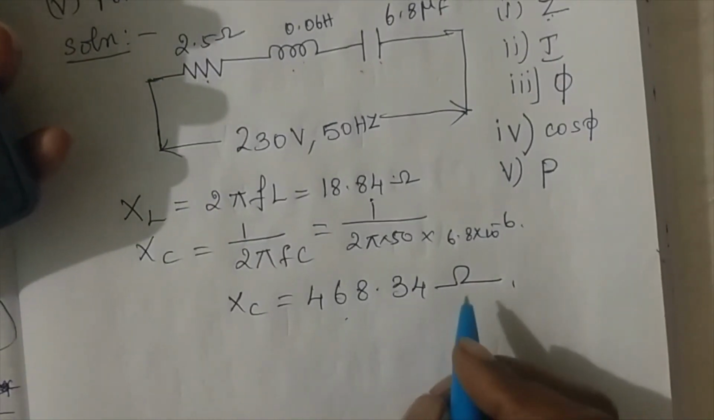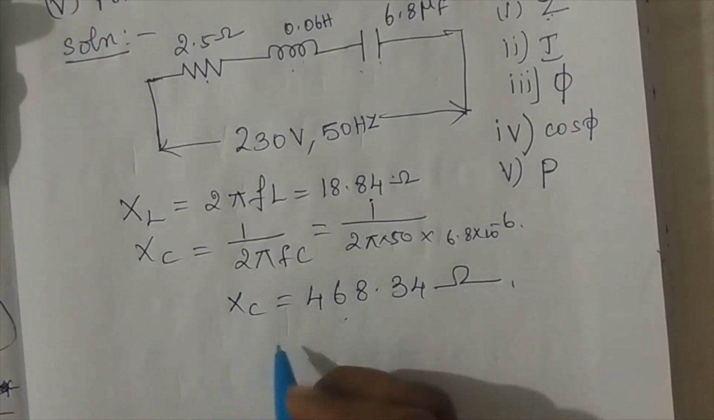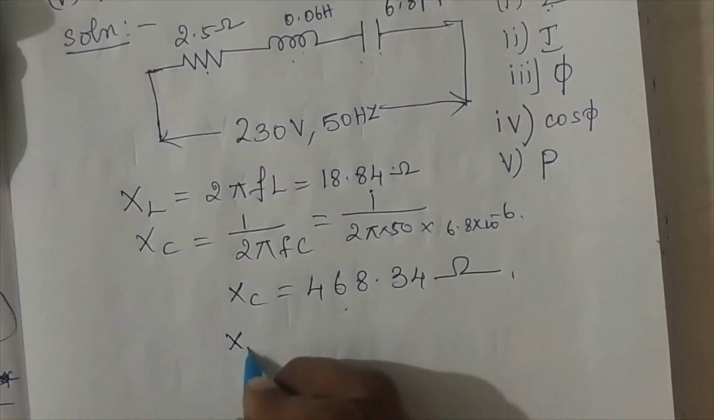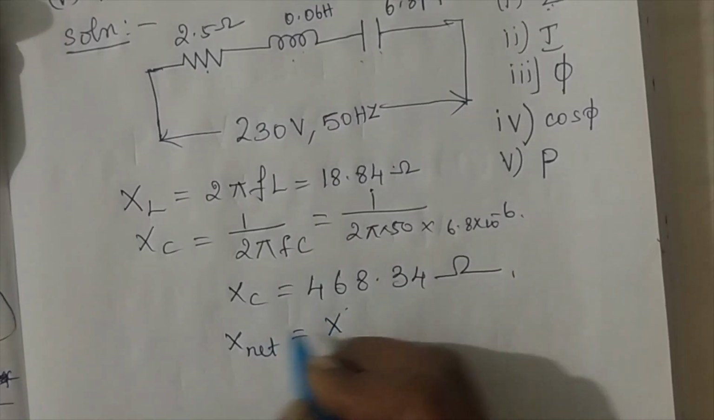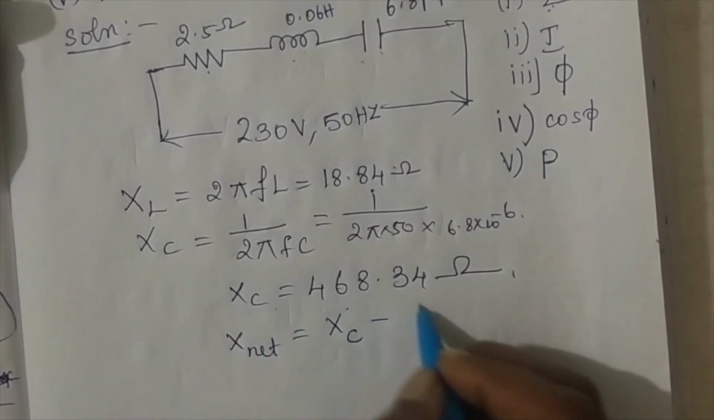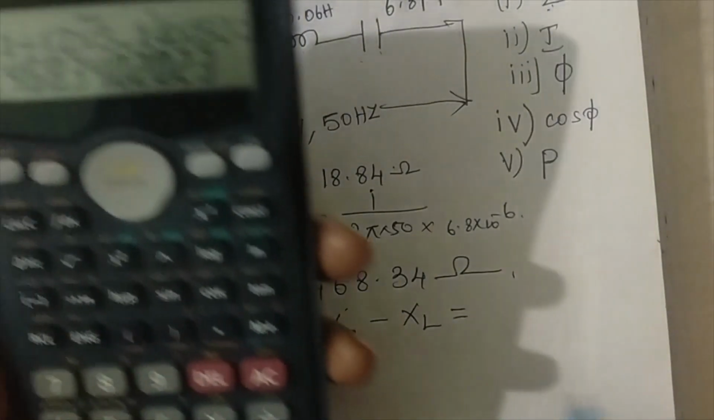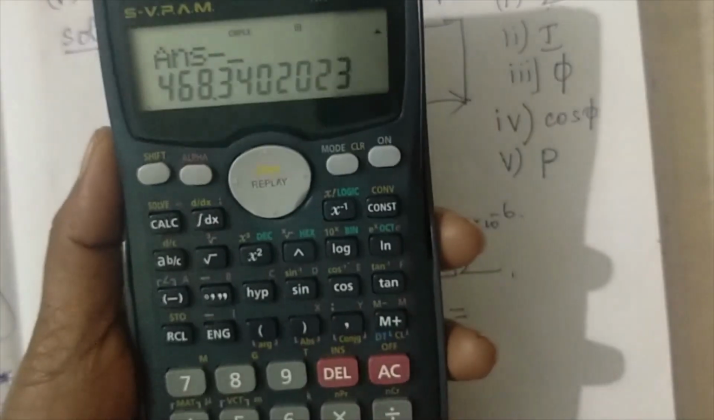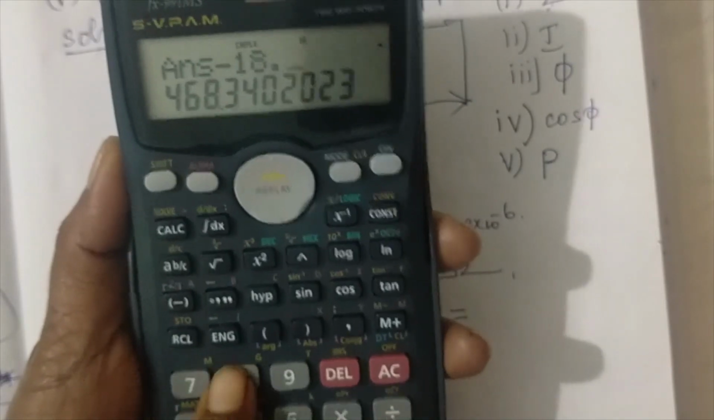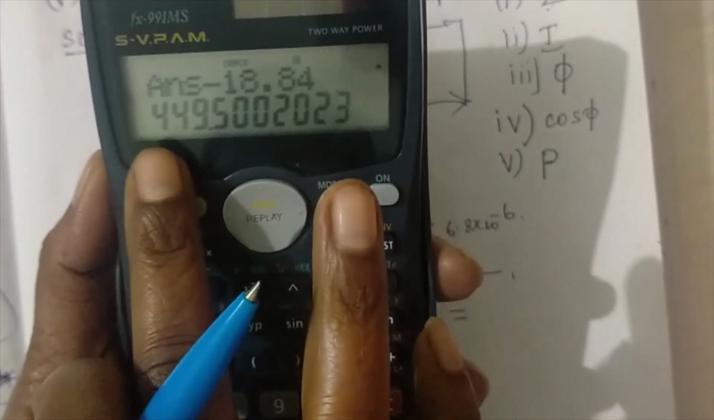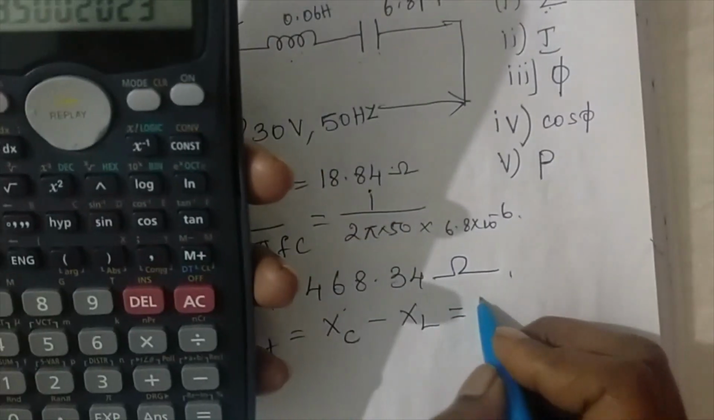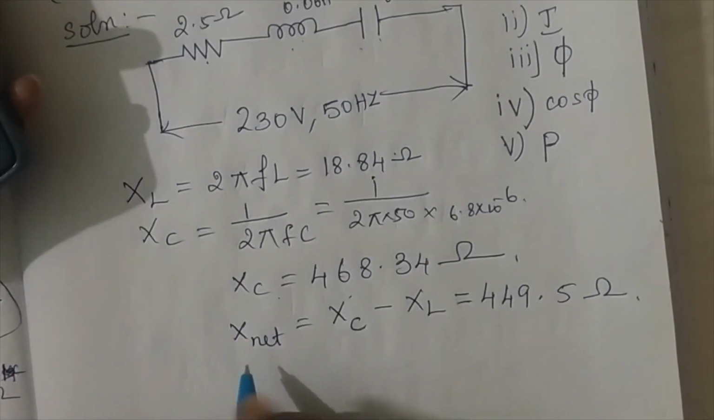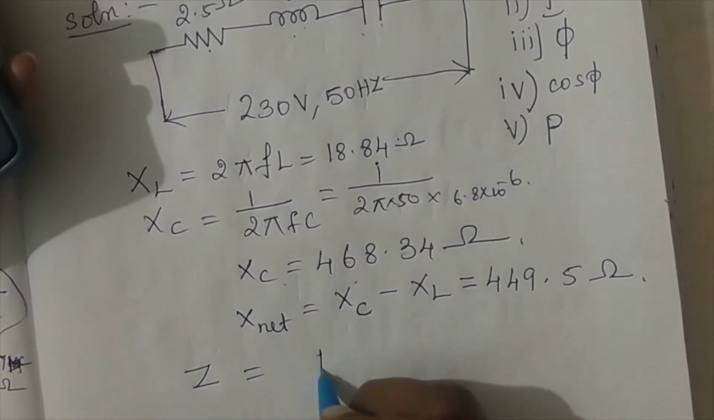So to find the net reactance X, XC is the greater number, so XC minus XL. So the net reactance is this value minus XL, which is 18.84. So the answer is 449.5 ohm.